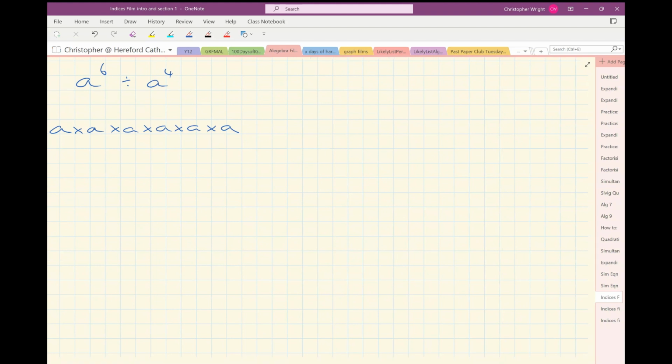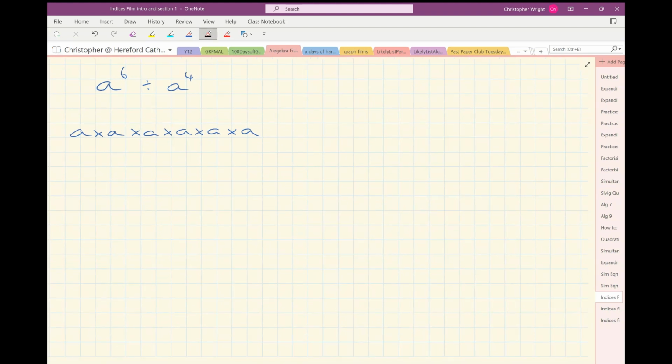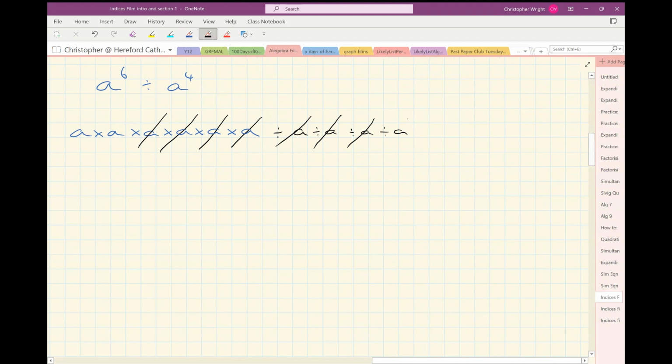But if I'm going to divide by a to the power of 4, then actually I could write divided by a, divided by a, divided by an a, divided by an a. Or I could just say, I won't write that one down because it's cancelled out by that. And lo and behold, you're just left with a times a, or a squared.